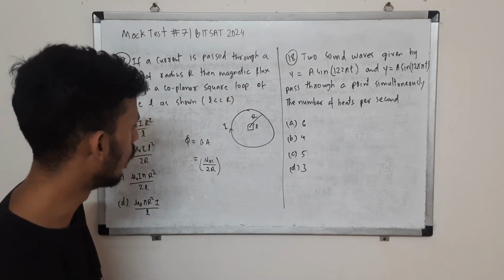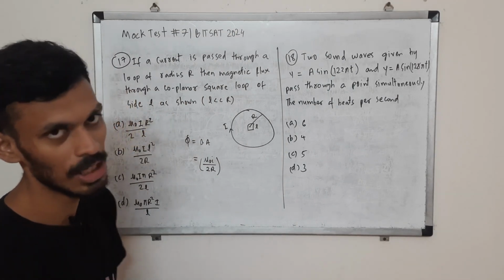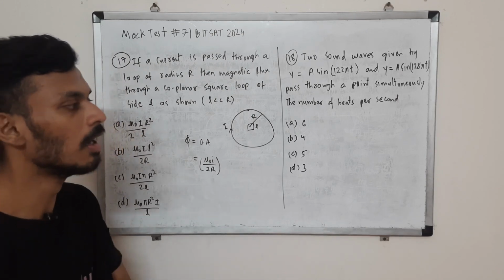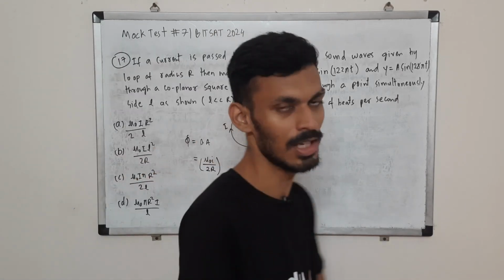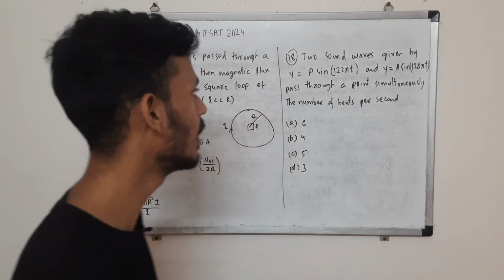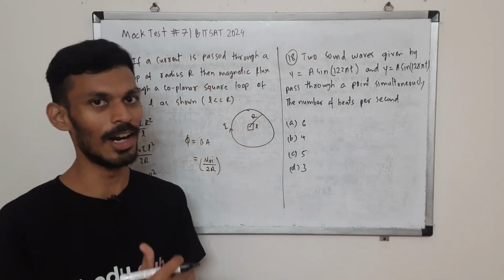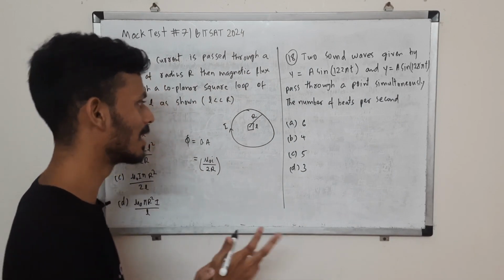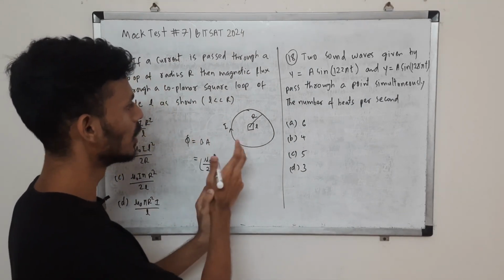So now what about the area? Which area will you take? Will it be the area of the loop, or will it be the area of the square? Okay, pause the video over here and write it down in the comment section. I'm going to reveal the answer in 1, 2, 3. The answer is the area of the square.